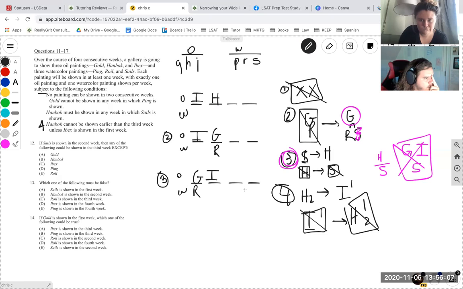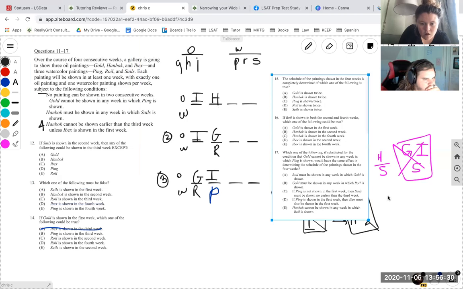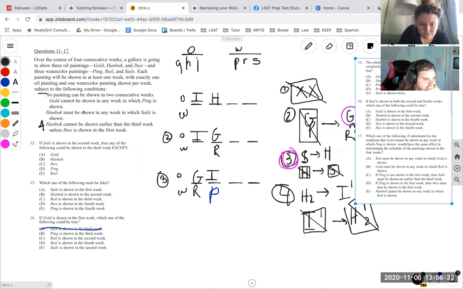If G is shown in the first week, which of the following could be true? So we're only using world 3 here. All right, so we can eliminate A immediately. Actually, I think we can go ahead and put P right here, right? If it would work for the rest of it.